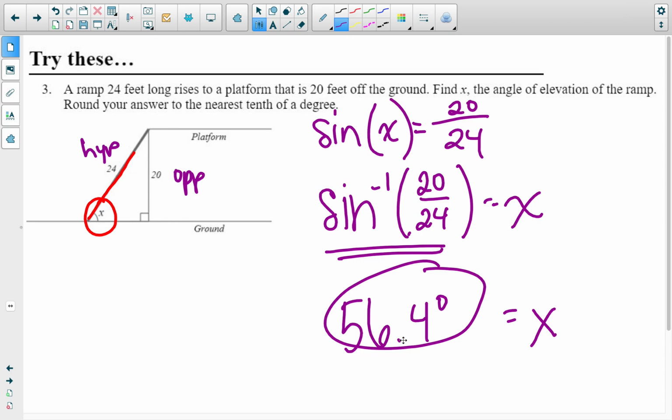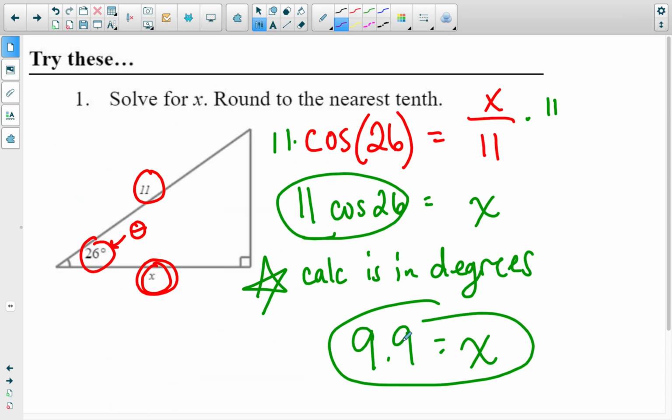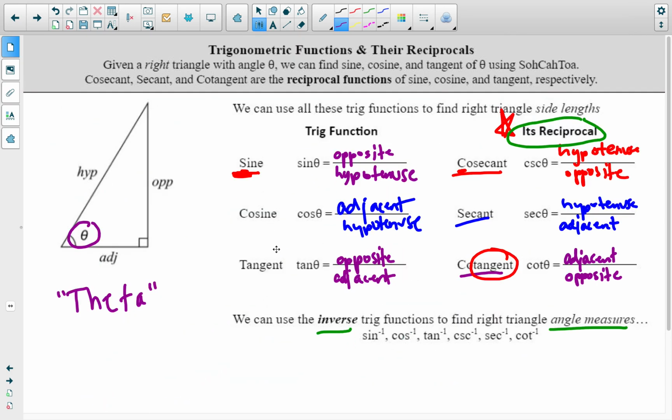Okay, so there may be questions where you're given a triangle and you're just asked to list out its 6 trigonometric functions, in which case you would just put them as fractions. It's very straightforward. Okay, take a look at your practice and let me know what questions you have.